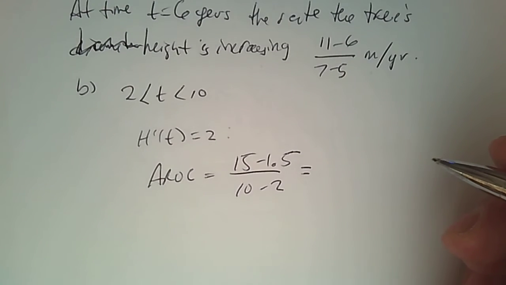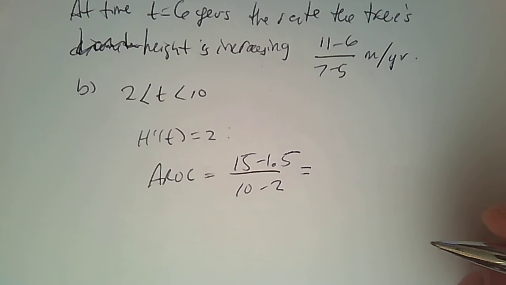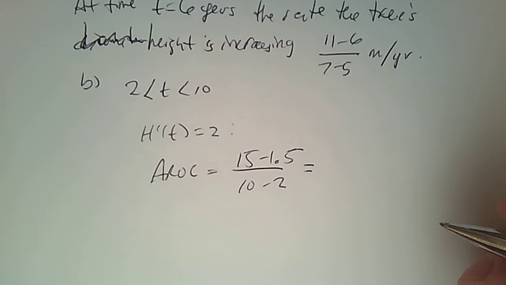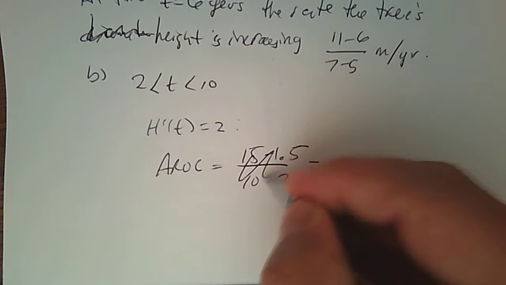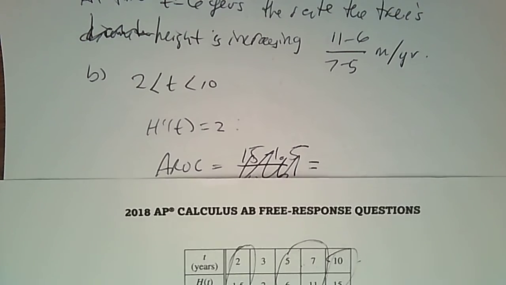So 15, between what? 10 and 2, right? Oh, you need to find a place where the slope is 2. So does that give me the slope 2? So I'm not looking at that. Is there any interval that gives me the slope of 2?